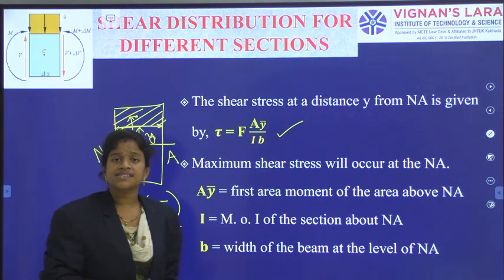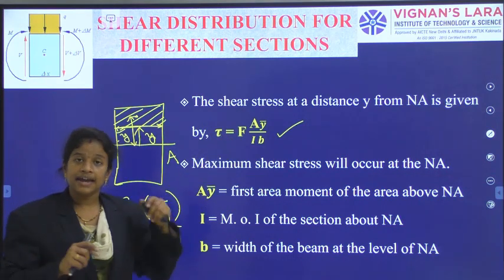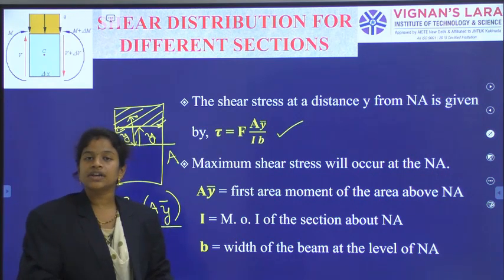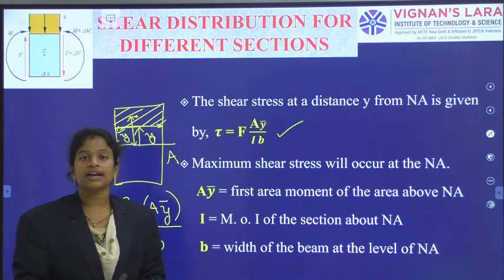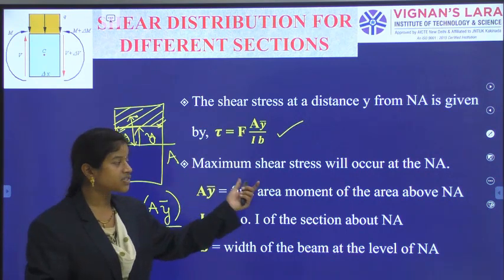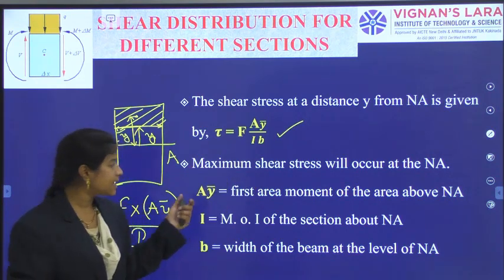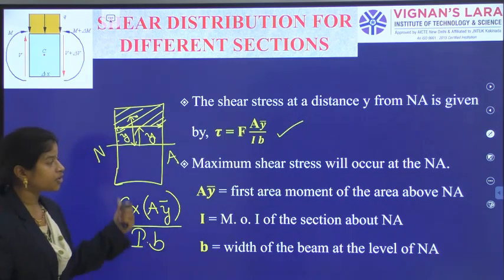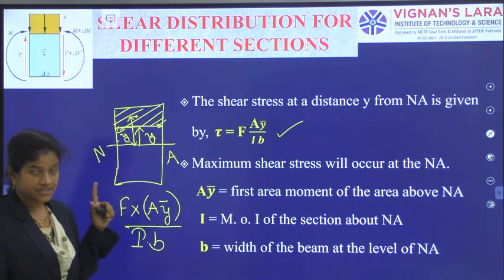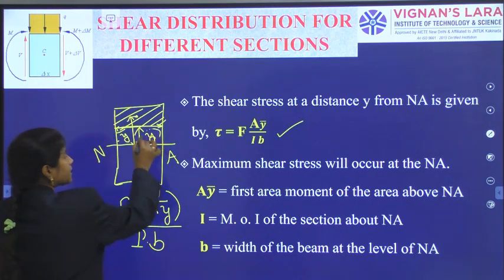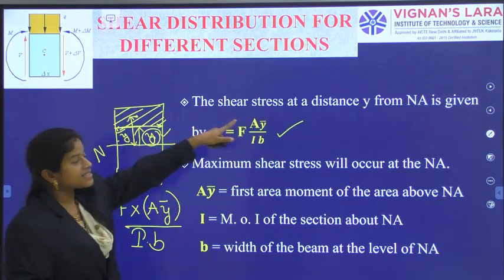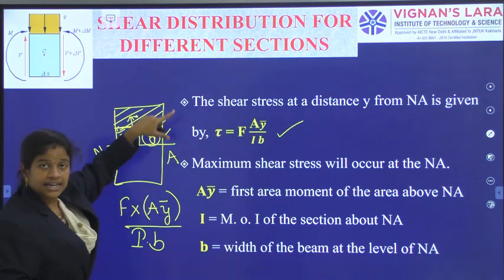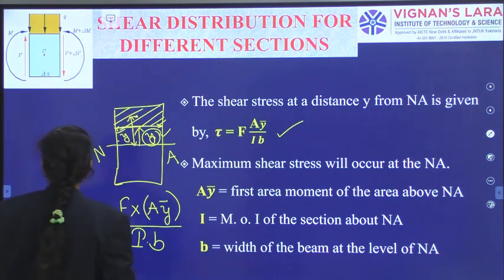The maximum shear stress, and this is the formula for shear stress, and they are asking us to calculate the maximum shear stress, right? So where will the maximum shear stress be located? That maximum shear stress will be located at the neutral axis. So the maximum shear stress will occur at the neutral axis, and that AY bar is equal to the first area moment of the portion above the neutral axis, because when I am calculating shear stress at a distance y from the neutral axis, this is the area. Now what is happening?